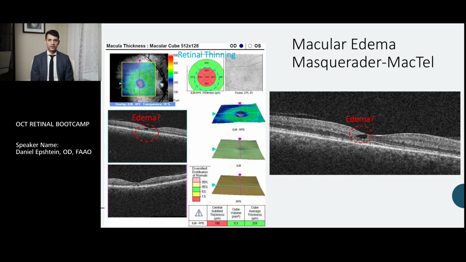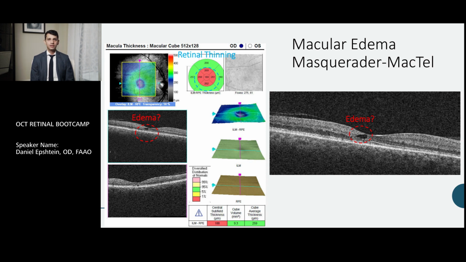An important masquerader for macular edema is MACTEL type 2. These patients a lot of times will have little dot hemorrhages temporal to the fovea, but when you do an OCT on them, they don't really have any retinal thickening. But they do have these little retinal cysts which sort of look like early edema. But when you look at the thickness maps, it's actually retinal thinning and atrophy.